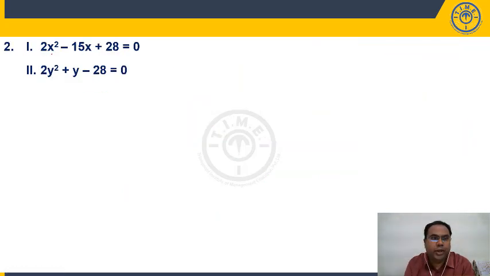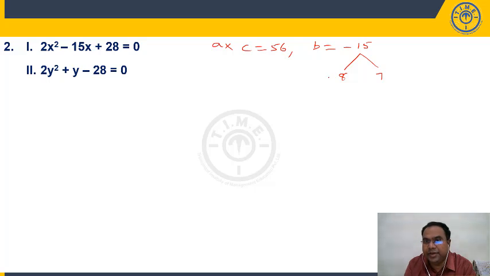Question number 2. 2x square minus 15x plus 28 is equal to 0. So if you see here, a into c is 56 and b is equal to minus 15. A into c is positive, write b as sum of two numbers. So this can be written as 8 and 7. 8 plus 7 is 15, 8 into 7 is 56, but we should get minus 15. So this should be minus 8 minus 7. Minus 8 minus 7 is minus 15. Minus 8 into minus 7 is nothing but plus 56.